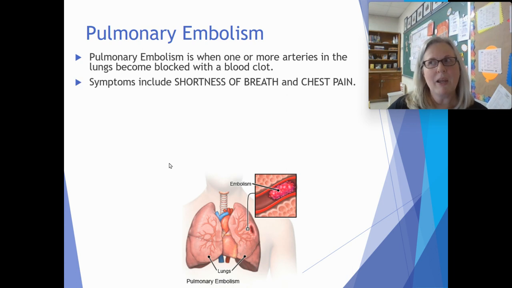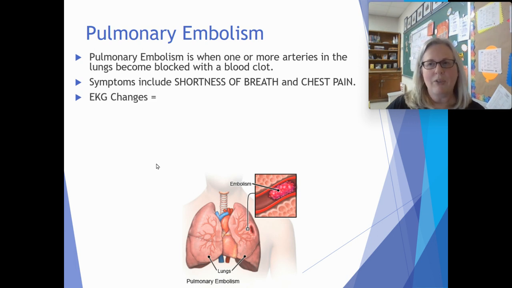So symptoms mimic what happens when you have a heart attack: shortness of breath and chest pain. It's in the lungs, which are right on the other side of the heart, so you feel pain in there. It's hard to breathe because you have blockages in your lungs. So obviously you're going to have some shortness of breath.